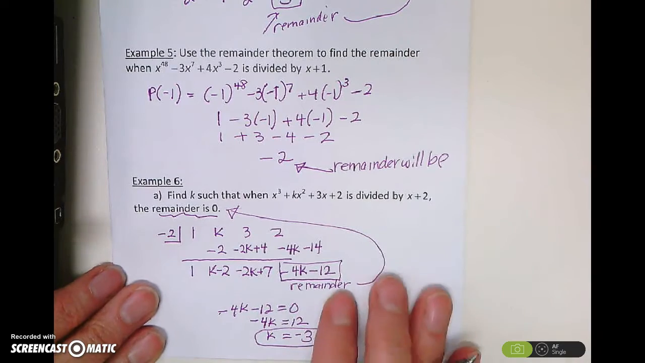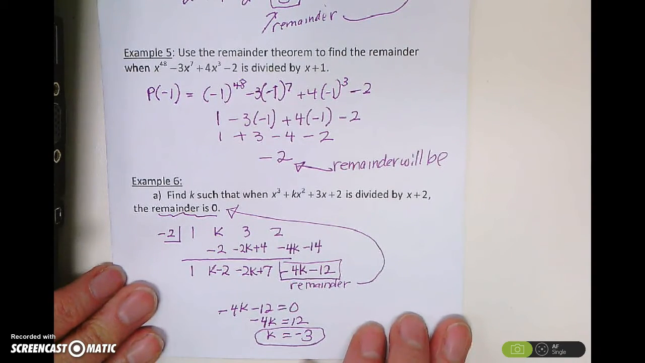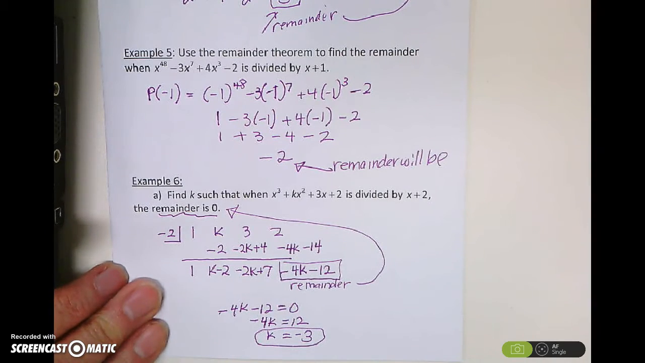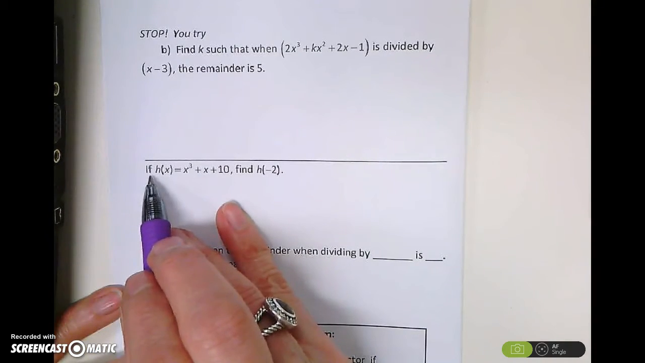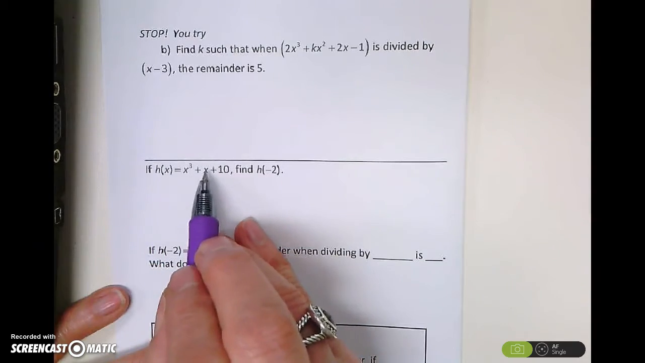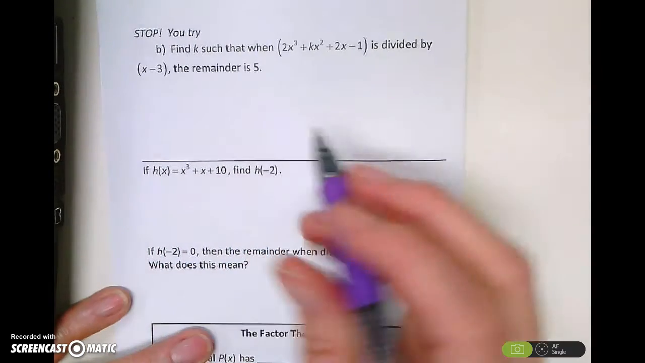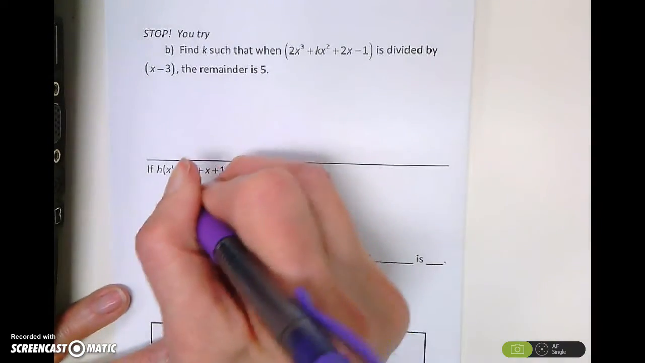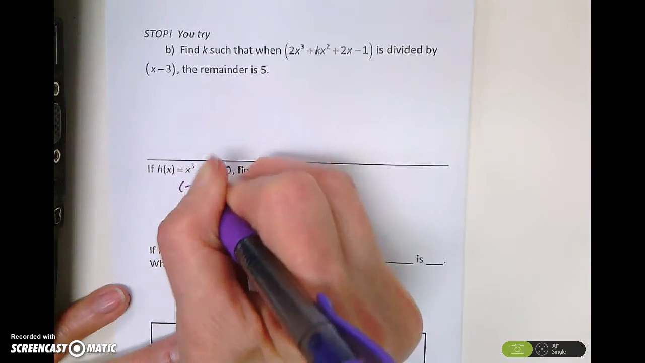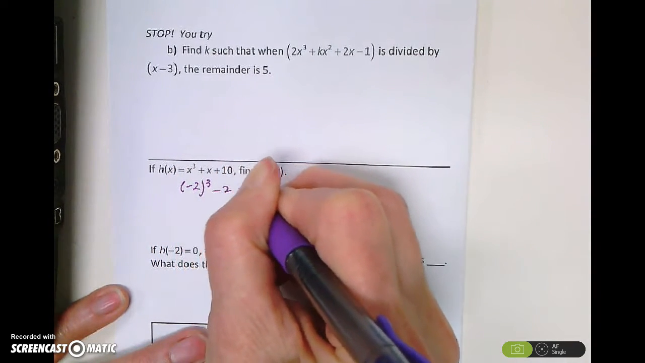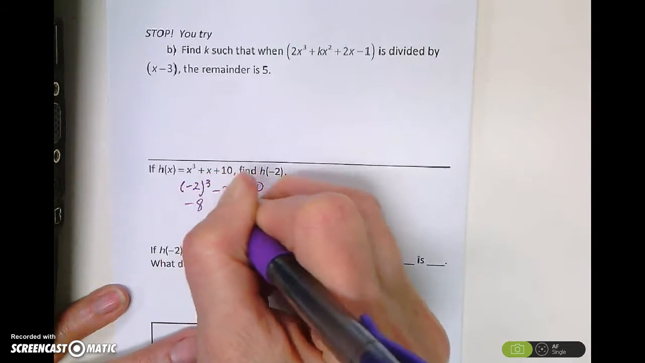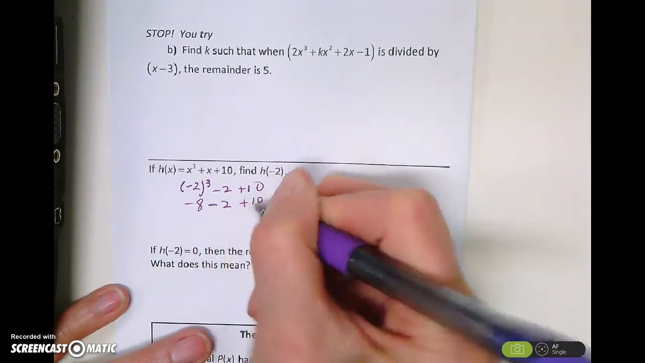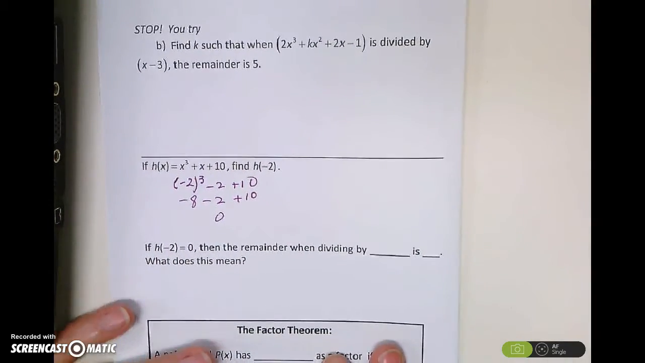All right, so now it's time to stop the video and try the next problem that's just like this one, almost like it. Here I have if h of x is equal to x to the third plus x plus 10, find h of negative 2. So I'm going to plug negative 2 in for my x's. So that gives me negative 8 minus 2 plus 10, and my answer is 0.